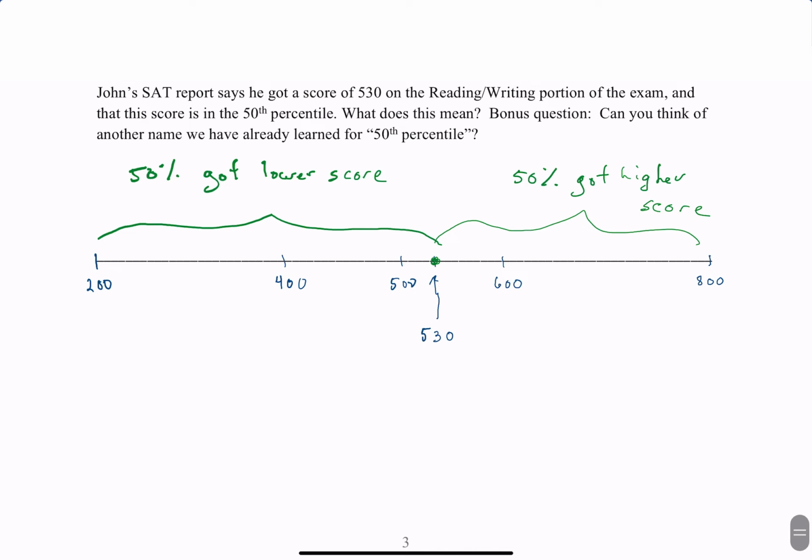So can you think of another word we've used for a number that's in the middle of a data set in the sense that 50% of the numbers are lower and 50% are higher? Yeah, that's also called the median. So the median and the 50th percentile are the same thing.